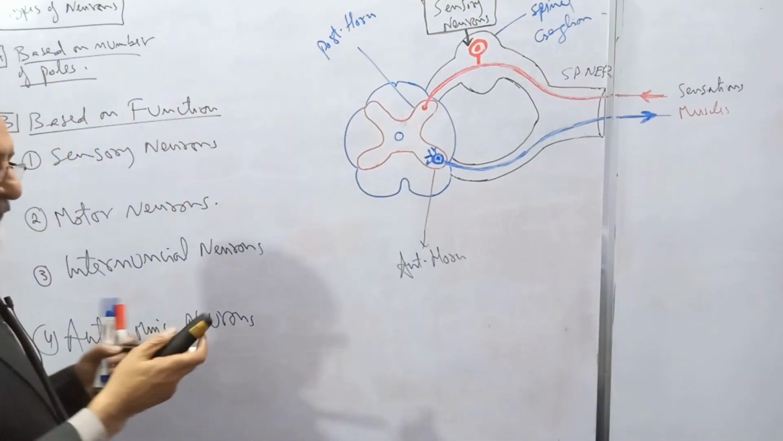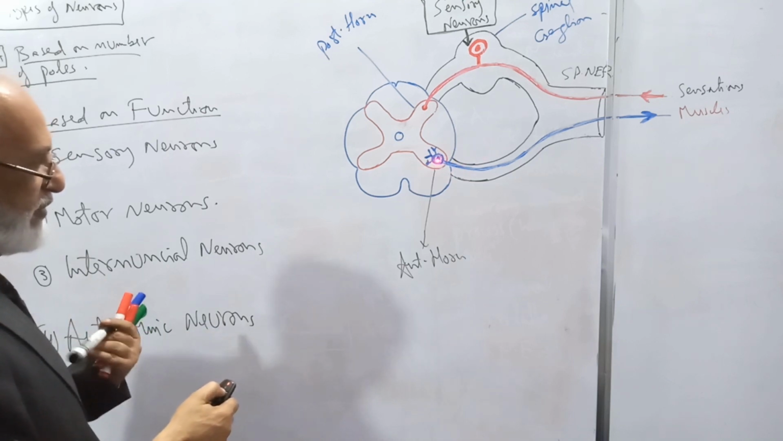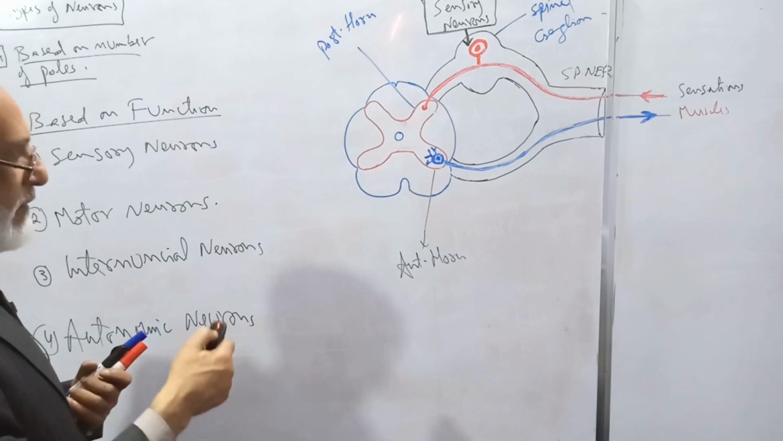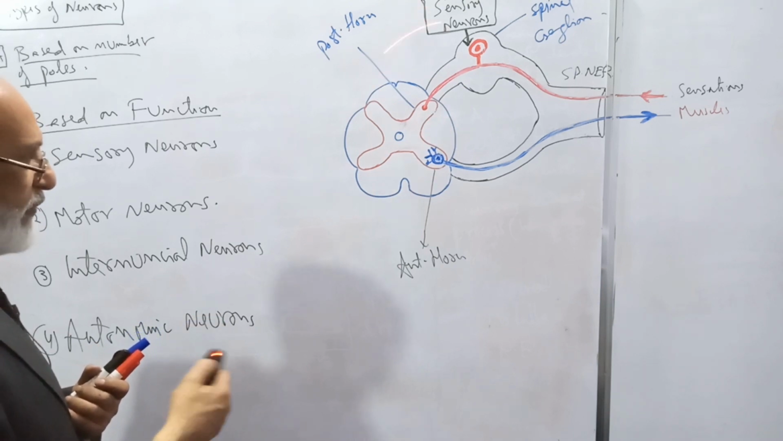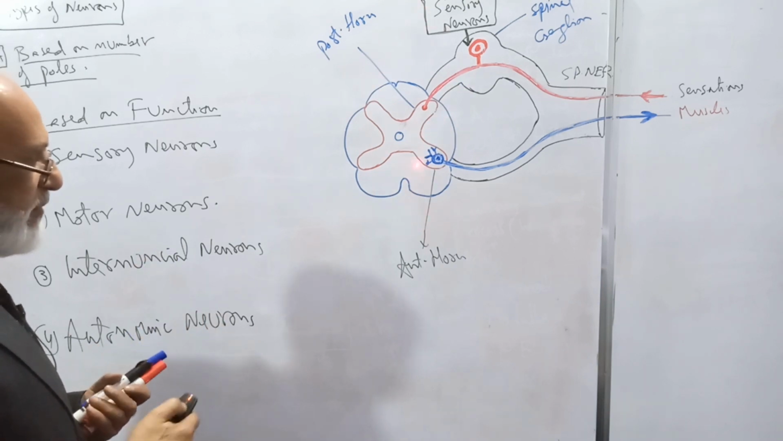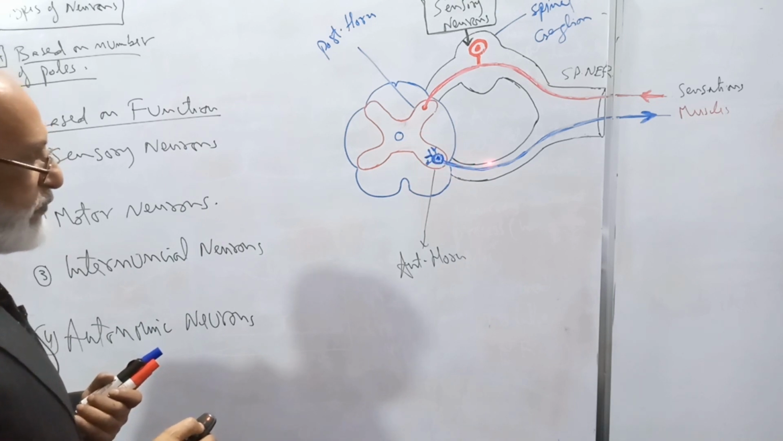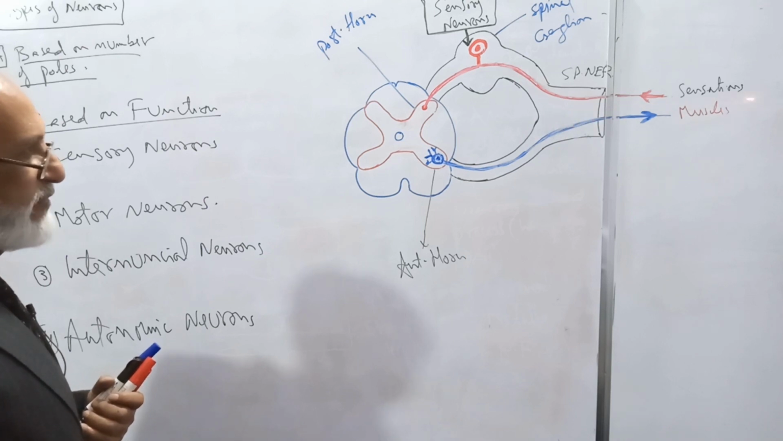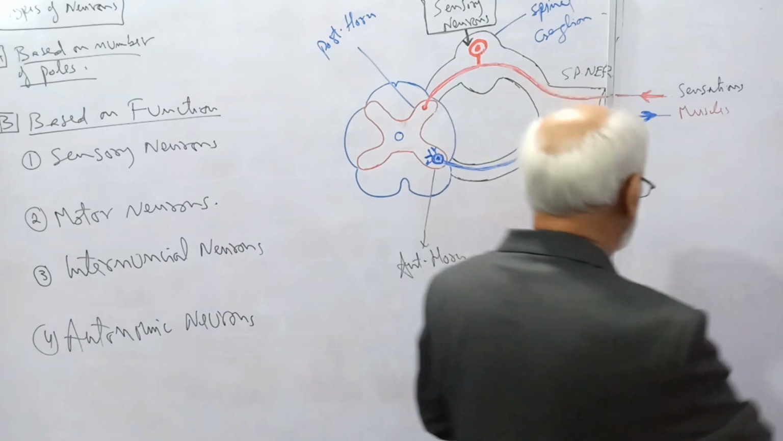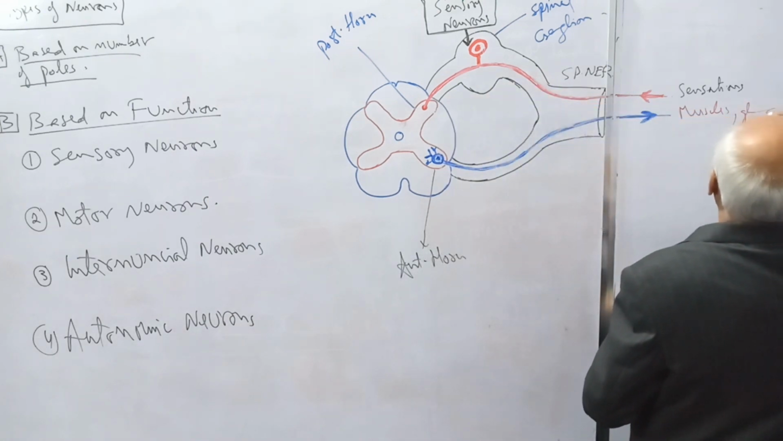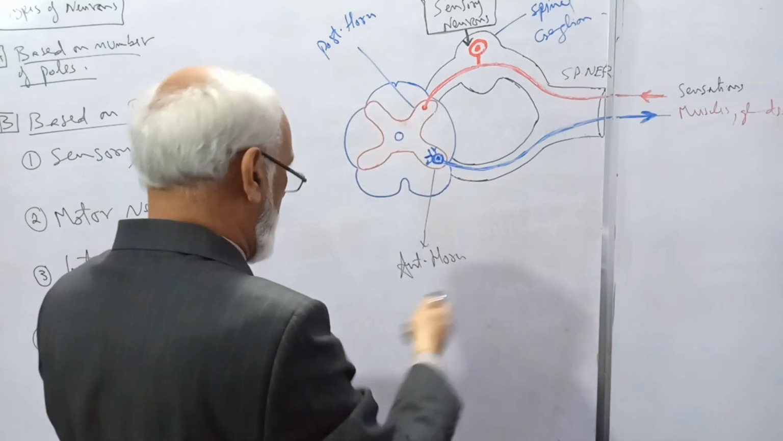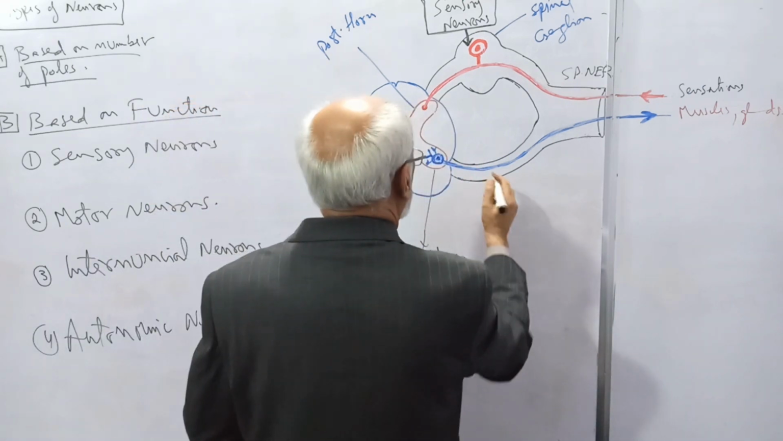Then which type of neurons are these which carry impulses from the spinal cord, from medulla oblongata, midbrain, pons, I mean to say from brainstem, from cerebrum? These impulses pass through the ventral root of the spinal nerve or cranial nerve, pass through the spinal nerve and supply the muscles. The muscles contract, the glands secrete in response. Such type of neurons are motor neurons.